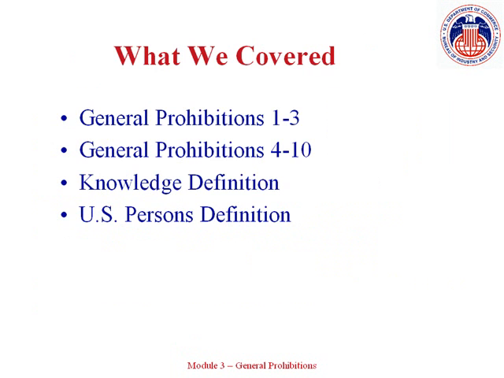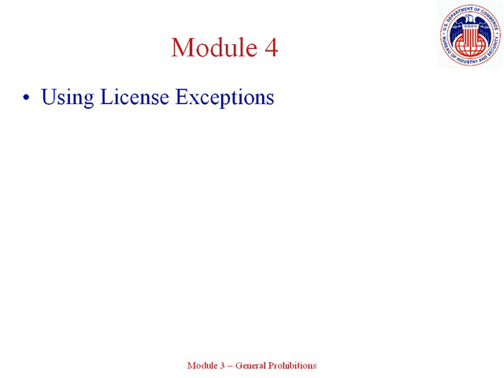In Module 3, we took a closer look at the general prohibitions in the EAR. We considered general prohibitions 1 through 3, which relate to items on the Commerce Control List. We then focused on general prohibitions 4 through 10, which relate to end user, end use, and other activities. We also reviewed useful definitions when considering these prohibitions. In Module 4, we will go into more detail on using license exceptions.